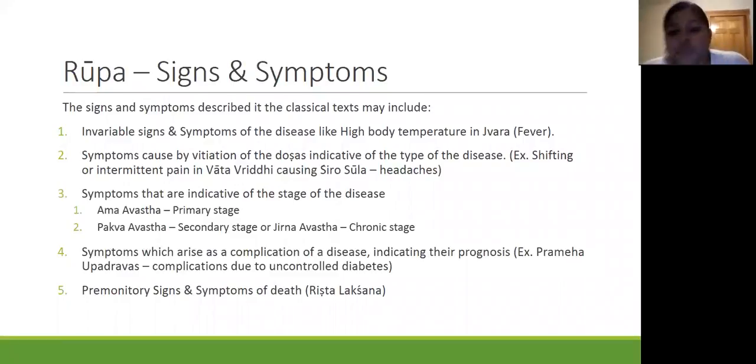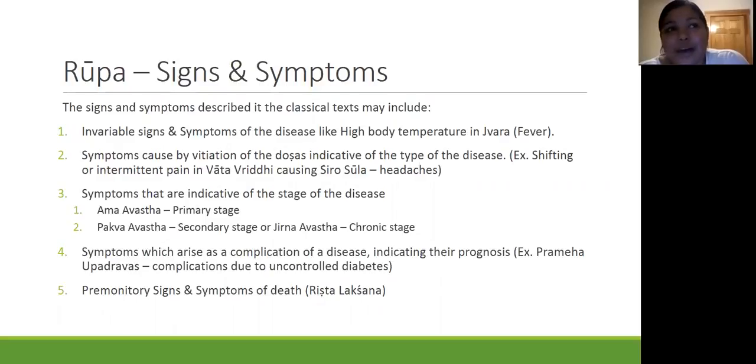The signs and symptoms, as described in the classical texts, may include the following. Signs and symptoms of a disease like high body temperature in Jwara, or hyperpyrexia. That is one of the cardinal signs and symptoms of Jwara. But Jwara in itself is not just fever. It is a disease that describes many disorders that have one of the main symptoms being hyperpyrexia, but it's not the only symptom.